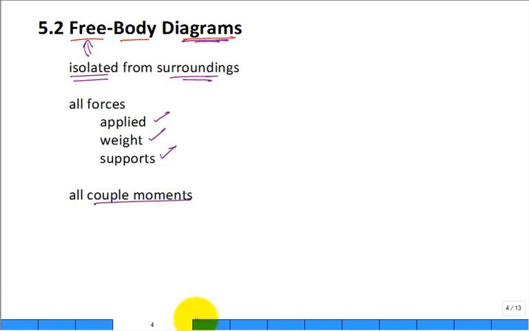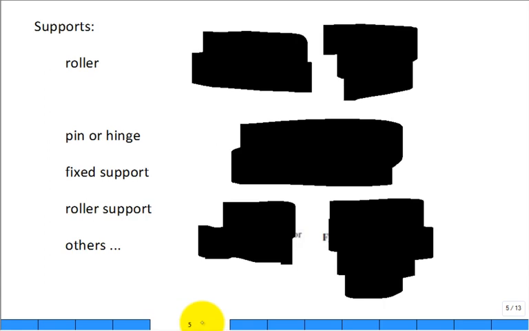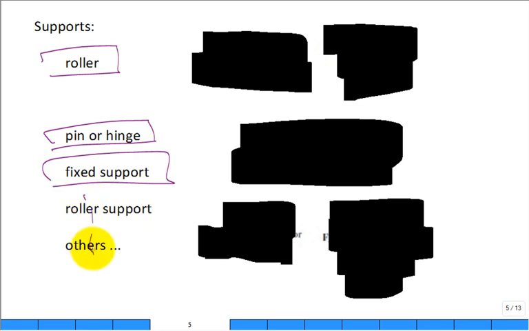We'll solve some problems. The supports are a little tricky. Somebody says we have a roller. What is a roller? Oh, we have a pin or a hinge. What is that? We have a fixed support. And more and more.